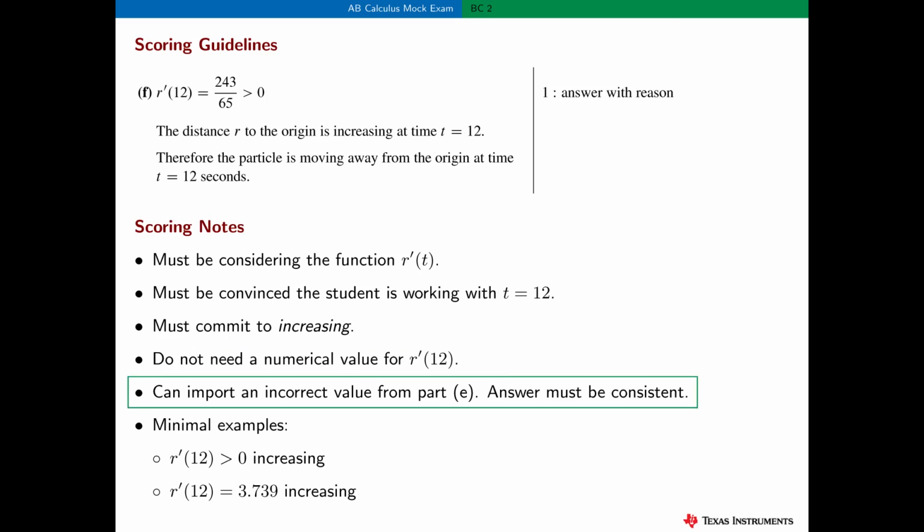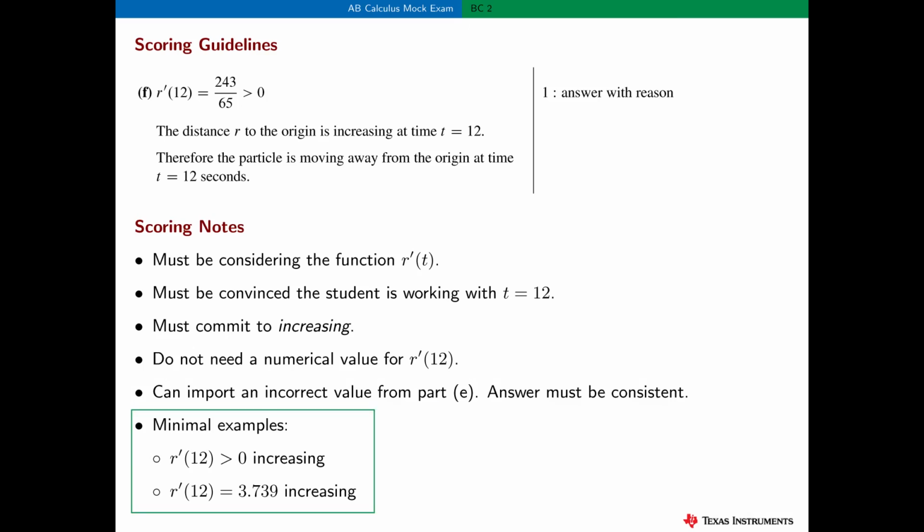In this problem, we will allow the student to import an incorrect value from part E. But their answer must be consistent with that value. So, for example, if they found r prime of 12 to be minus 3 in part E, then they must conclude here that the distance is decreasing. And I often talk about the answer that is the line in the sand, the absolute minimum necessary in order to earn full credit. I might not like the presentation, but it has minimally answered the question. Here are 2 such examples. Each of these would earn the point.